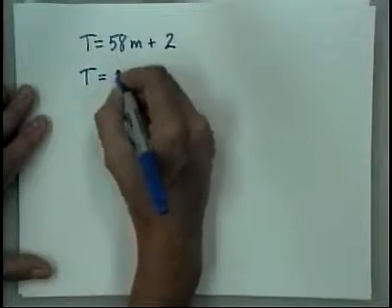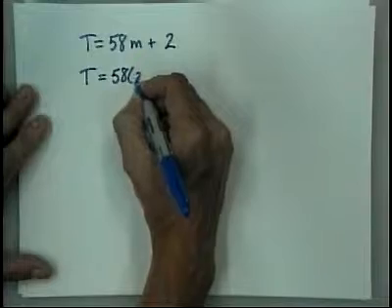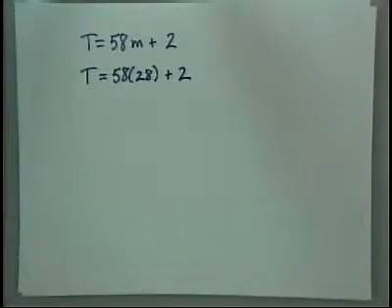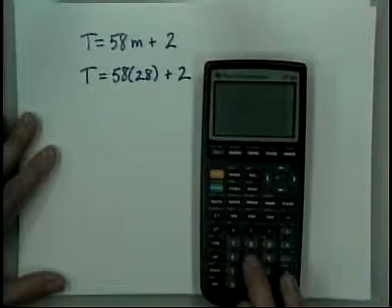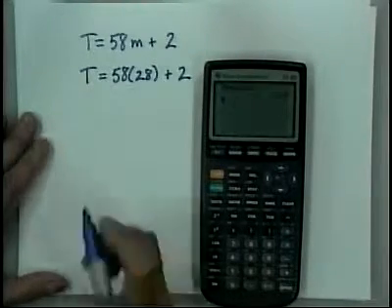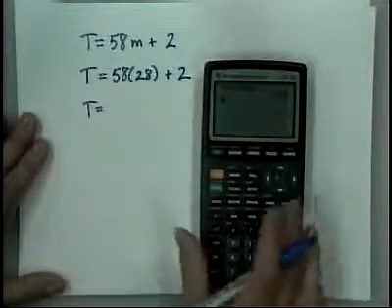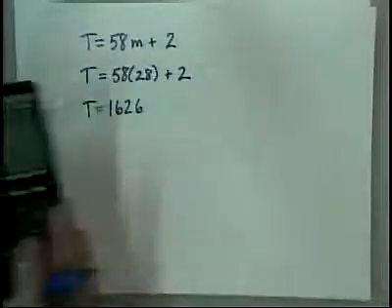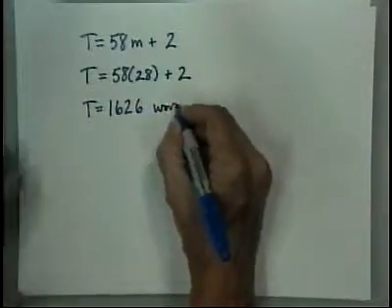So we'll take 58 times 28 plus 2 and grab our calculator and find 58 times 28 plus 2. And the total number of words he'll be able to include is 1,626 words.